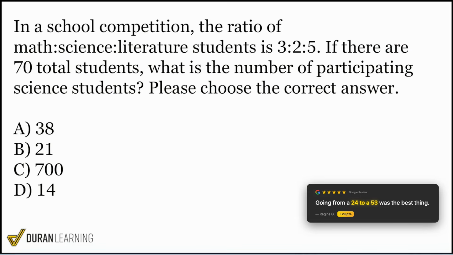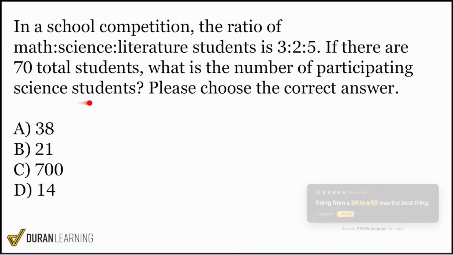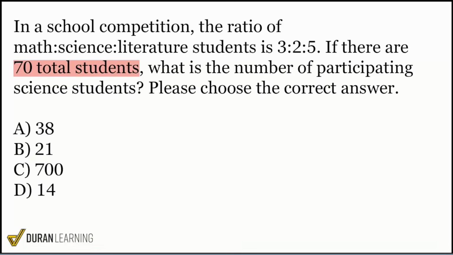So here we are, looking at this problem. If we read the question first, it says, if there are 70 total students, what is the number of participating science students? Let's be very careful about how we read this. My party people, help me out, everybody. We see that it says 70 total students compared with the number of participating science students.